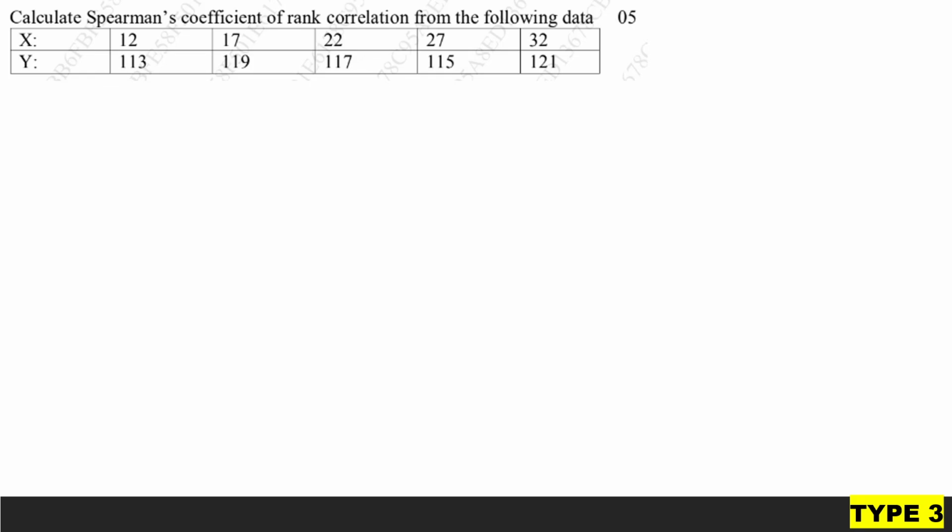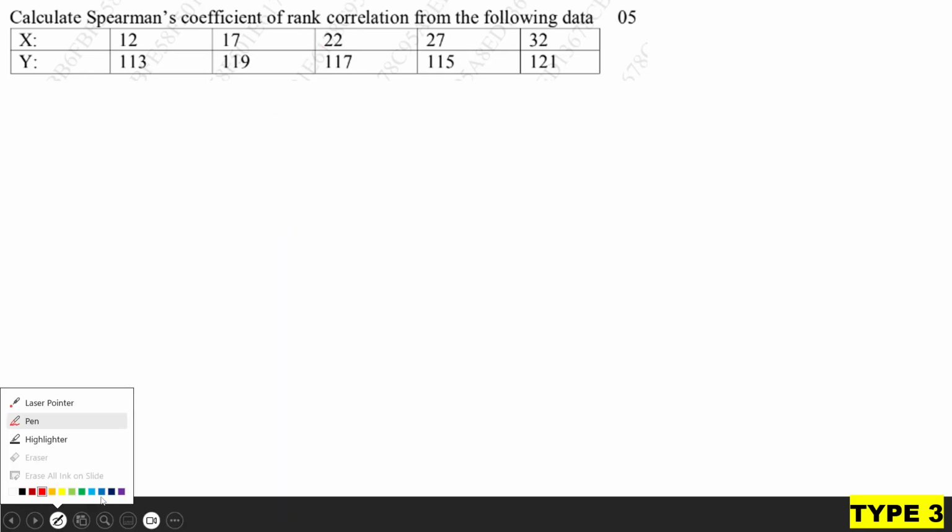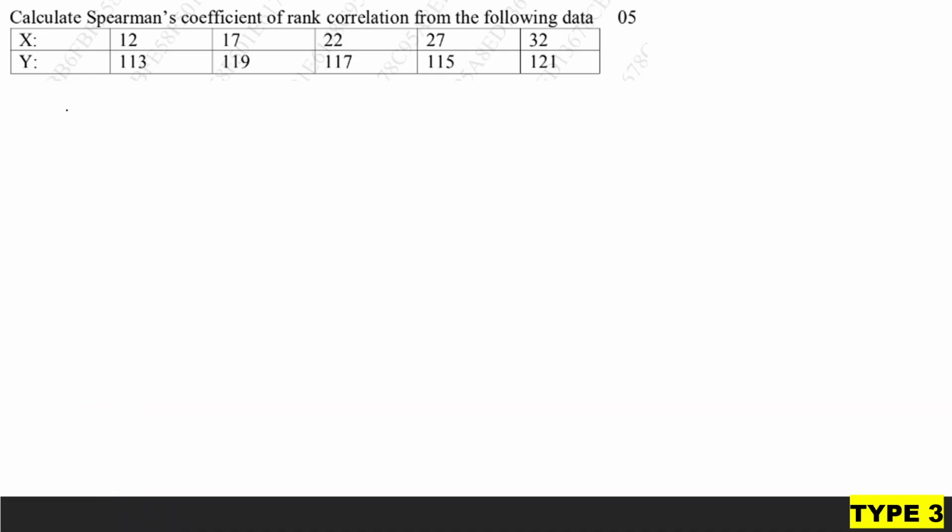This is the question on Spearman's rank coefficient. Okay, two categories of questions in this. One is repeated rank and the other is non-repeated rank. So let's observe this particular question. A 5 marks question has come in this exam. Okay. This is a PYQ, so it has already appeared in the exam for 5 marks. So let's look at this.